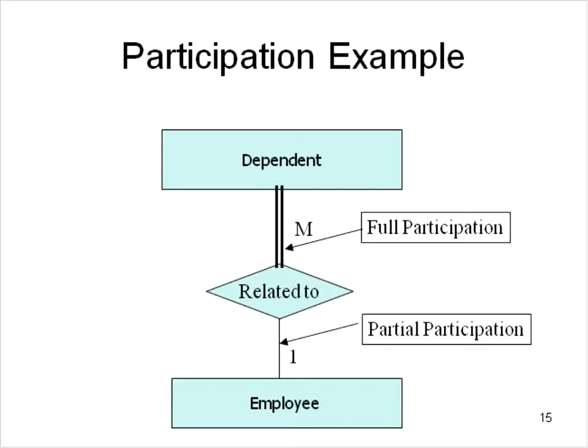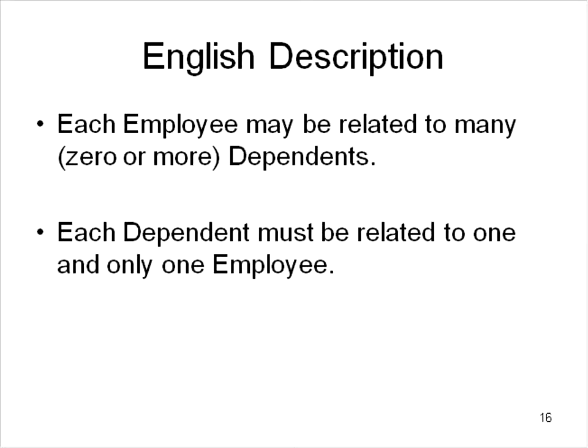That's what the full participation means. So if there is a dependent, that has to be related to an employee, shown by the double lines. Again, the cardinality on this was one employee may have many dependents, and the cardinality gives us some information. The participation gives us some additional information. So the English description: each employee may be related to many dependents, and each dependent must be related to one employee.